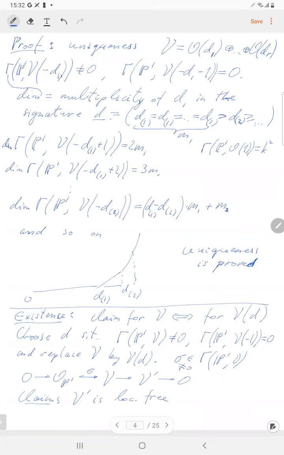Yeah, because you see, in principle, it can happen. For example, V could be of rank 1, and say it could be like O of 2. And then you take any section, you get an embedding from O to O of 2, but you know that in the quotient you will have just a two-dimensional torsion sheaf. Okay, but I claim that it is locally free. That is, it has no torsion.